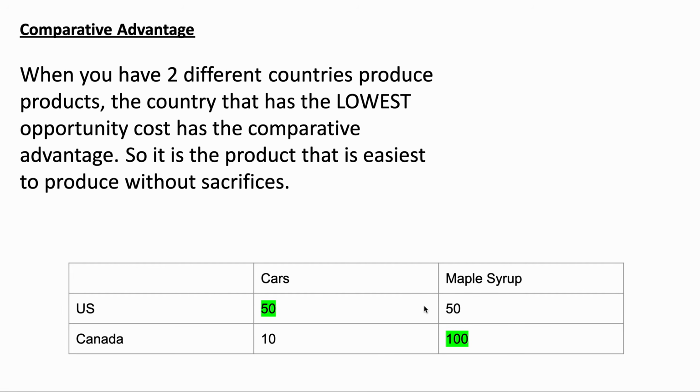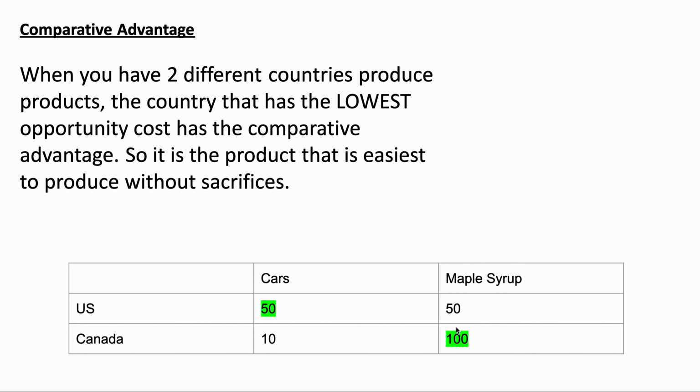But let's actually reverse it. Let's find the opportunity cost of 1 maple syrup. Well, what's the opportunity cost of that? Same formula, but reverse it here. 50 divided by 50, so 50 is the amount of cars. We divide it by maple syrup, we get 1. That's not really the most useful example, but let's look at Canada. They can produce 100 maple syrups, 10 cars. So how can we find the opportunity cost of 1 maple syrup?